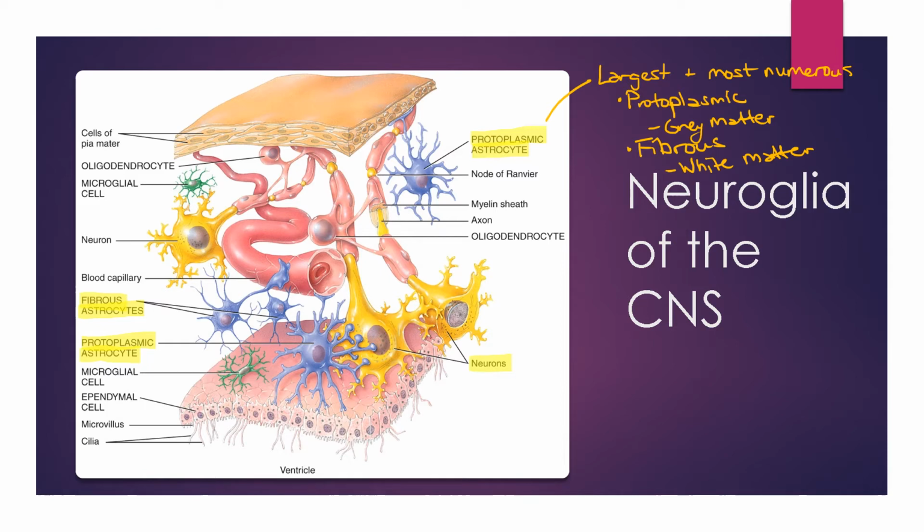Now these little processes of astrocytes will make contact with blood capillaries. You can see that contact with the blood capillary of the astrocyte there. They also make contact with neurons. And they also make contact with the pia mater in the brain and the spinal cord, which is the connective tissue around the central nervous system.